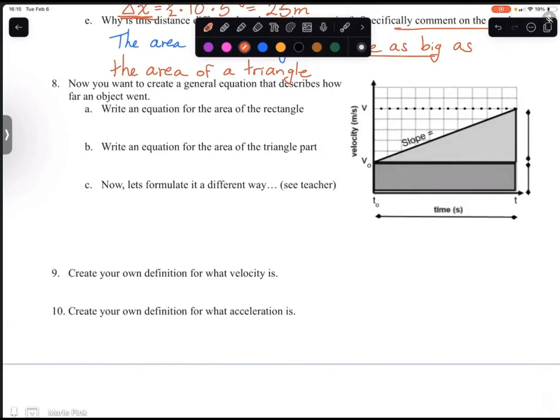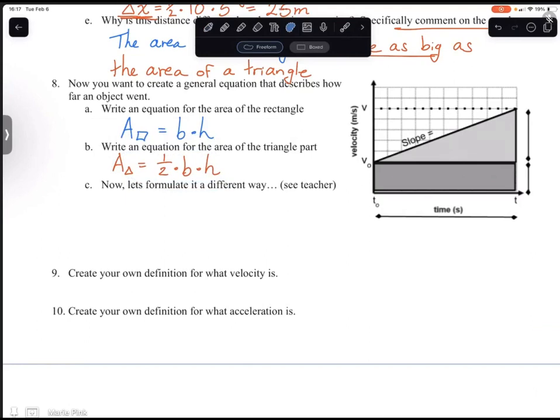But maybe we don't start or stop at 0. So what are we going to do here? It says now you want to create a general equation that describes how far an object went. But now I've got all this crazy stuff happening. So if we want to write the equation for the area of a rectangle, the area of a rectangle is just base times height. And the area for a triangle is 1/2 base times height. But we want to write this in a little bit of a different way.